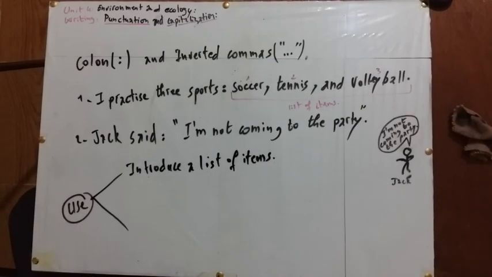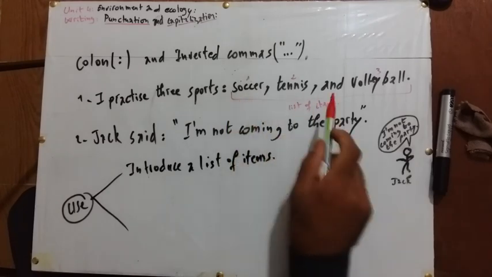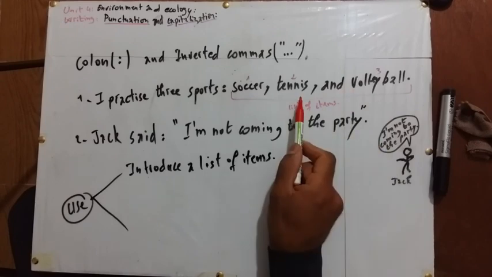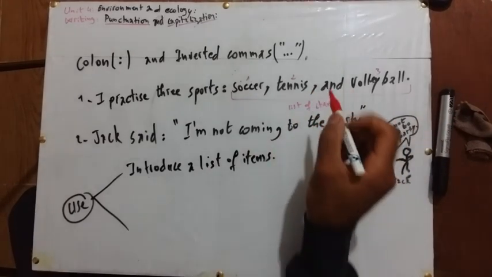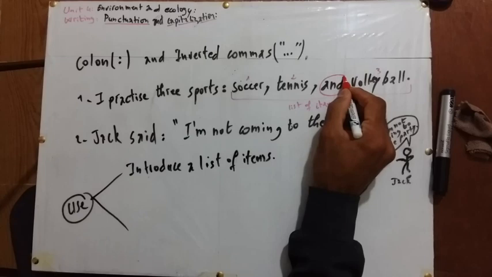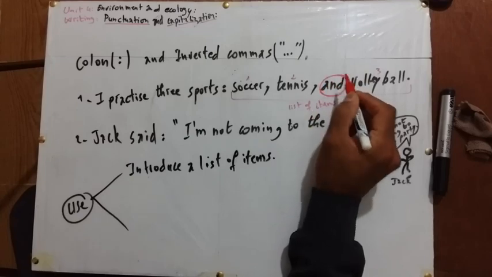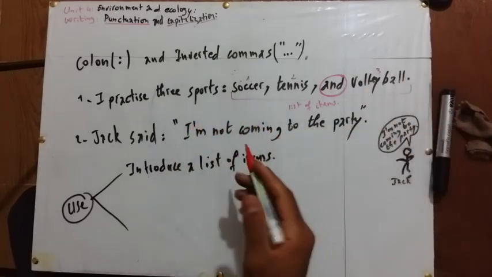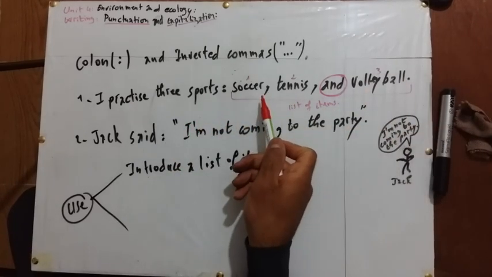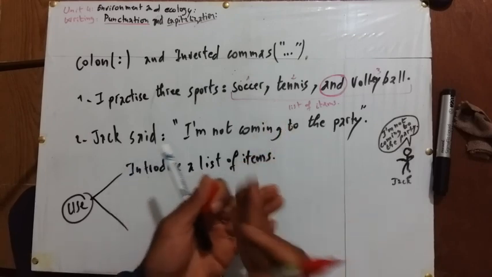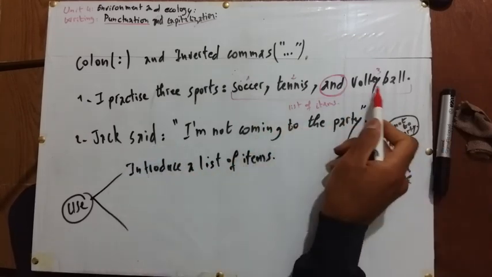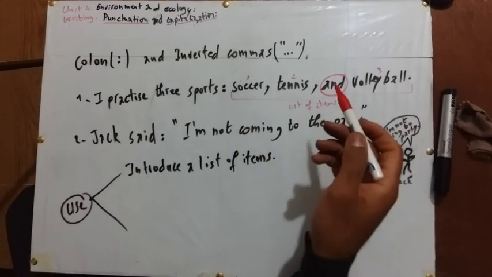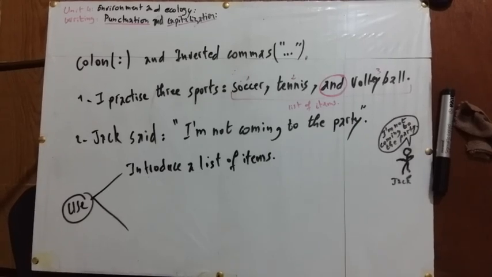Okay. But notice here that I have 3 items, but with the last item, I put a comma, then I add and. I didn't talk about it in the comma section, but remember that whenever you have a list with commas, here I'm separating items. So with the last one, you have to add and. Soccer, tennis, and volleyball. Fine?